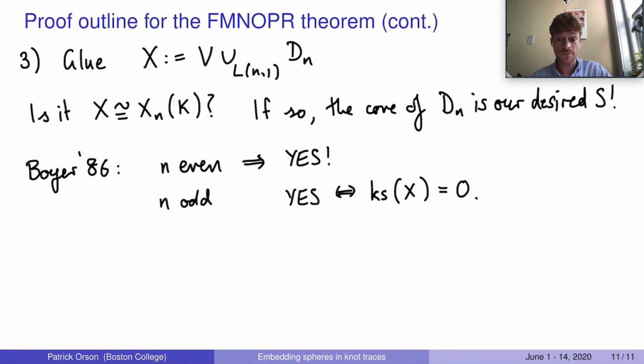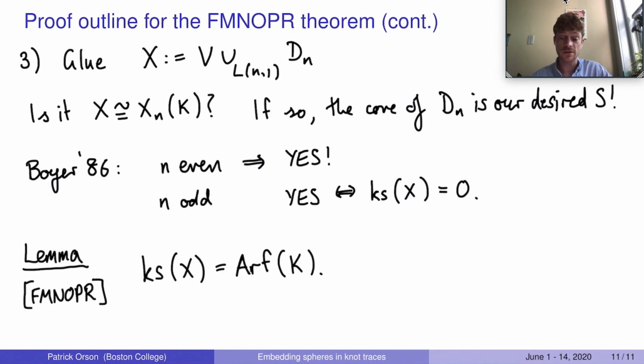When n is odd, Boyer's theorem says these are homeomorphic if and only if the Kirby-Siebenmann invariant of X is 0. I'm not going to tell you what that is, but it's some sort of obstruction to X being a smooth manifold. So it might just be a topological manifold. Okay, so how are we going to force this thing? Well, we don't have to force it. We can prove actually that the Kirby-Siebenmann invariant of this X we've constructed is equal to the alpha invariant of the knot.